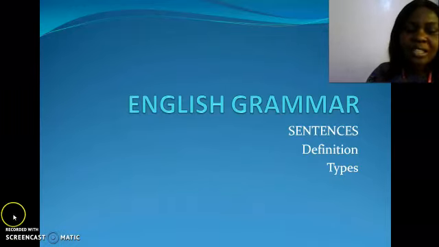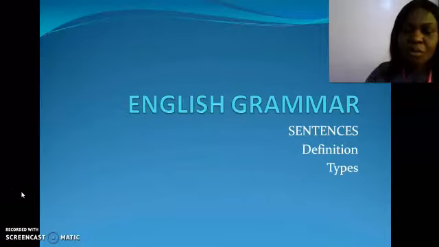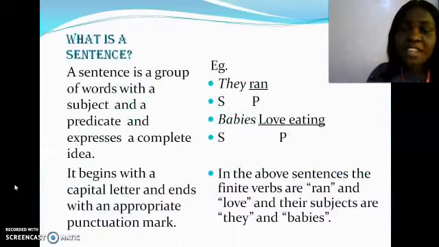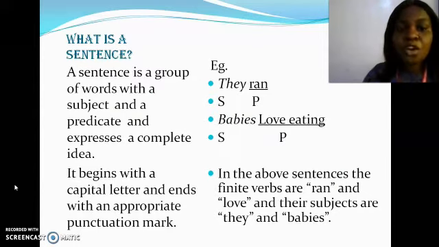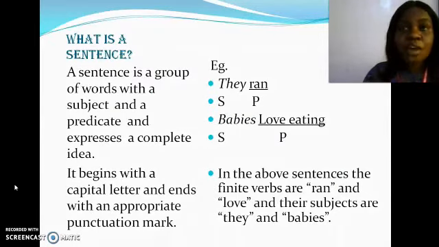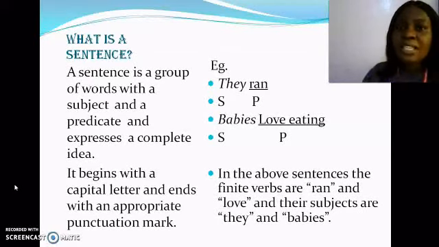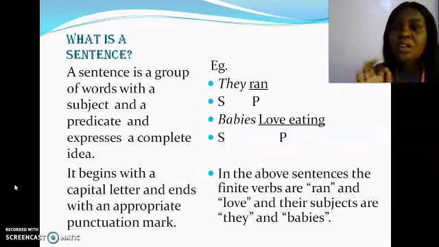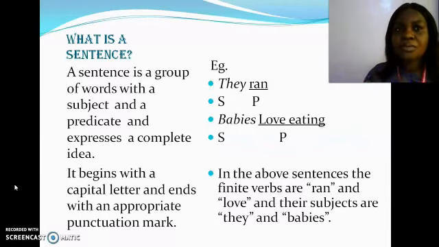What is a sentence? A sentence is a group of words with a finite verb. Yeah, sure, like a clause. So a group of words with a subject and that verb that makes the predicate. A group of words with a subject and a predicate which expresses a complete thought, a complete idea.